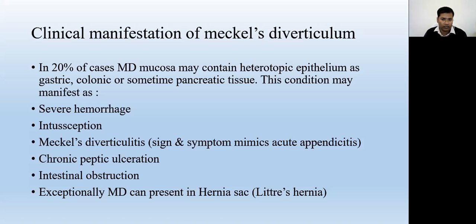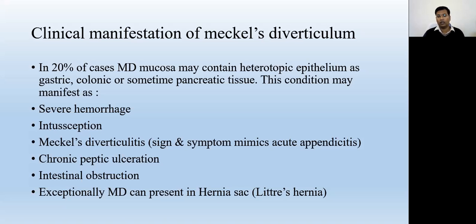Chronic peptic ulceration, which we already discussed, is due to the presence of ectopic gastric mucosa inside the Meckel's diverticulum, which may cause chronic peptic ulcerations. It may cause intestinal obstruction also, because it has a long lumen and is a blind loop. In the blind loop, if some food is obstructed, that may cause the features of intestinal obstruction. Exceptionally, Meckel's diverticulum can present as a hernial sac.